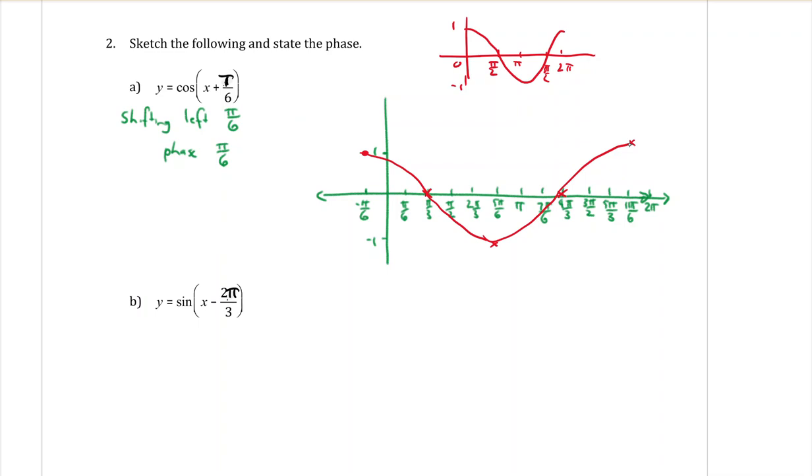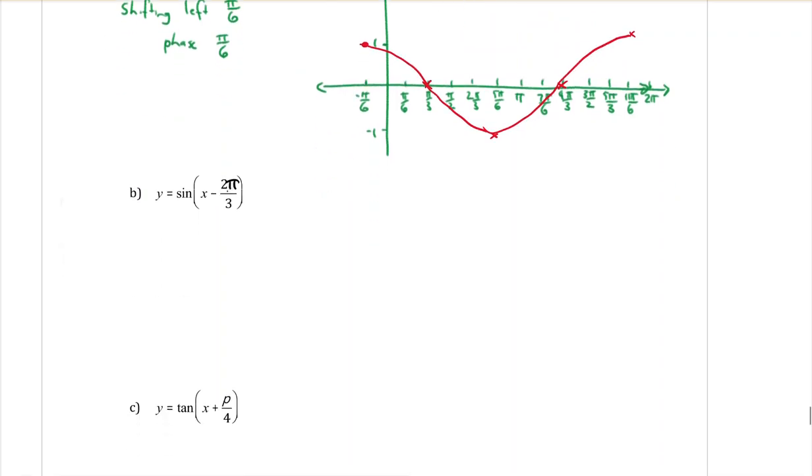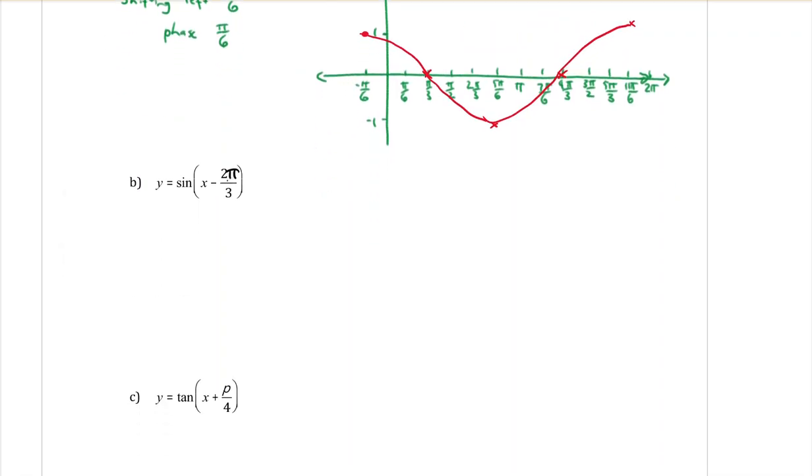Okay, let's do it again. This phase stuff, the fun stuff. Now we're going to do a sine graph. So we have y equals sine x, x in brackets minus 2 pi over 3. So which direction am I moving at this time? Right. Shift to the right, 2 pi over 3. That is known as a phase of minus 2 pi over 3. I'm only writing that part because they asked me to write that in the question. It's the shifting right part that I find helps you to draw it.